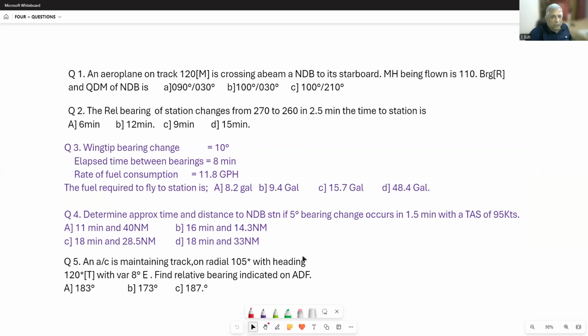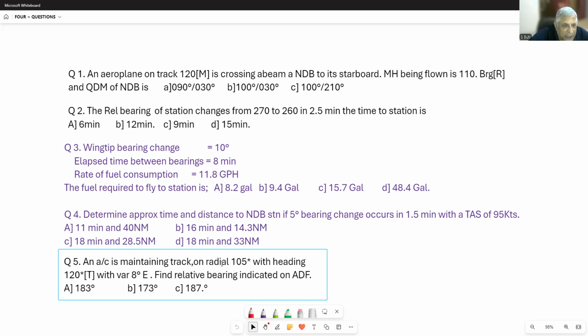And in question number 5, there is a little bit of difficulty thrown in, and that is he has given you aircraft is on radial 105. That means his magnetic bearing from the ground station is 105, but the heading he has given you is true. This is where there is likelihood of making a mistake.